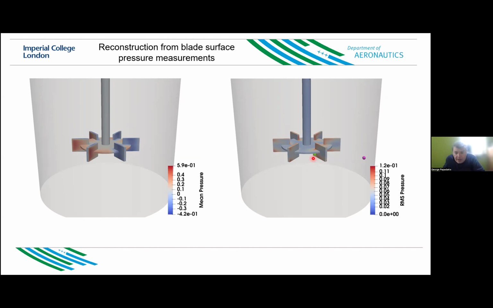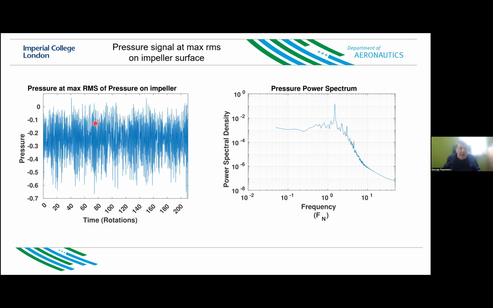I have the maximum RMS here, but I have this point also, close to the wall. That makes sense because as the structures propagate radially outwards, they impinge on the wall at this point and create fluctuations there. But the results I'm going to show you are from points taken only at the blade. So this is the pressure signal at the location of the maximum.